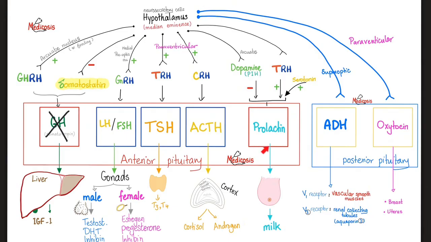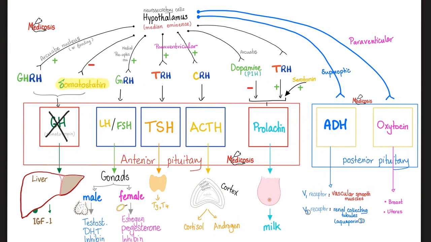For the pros, notice the red color. These red squares tell you that these cells are acidophils, which secrete growth hormone and/or prolactin. But look at this blue color. These are basophils inside the anterior pituitary that make gonadotropins, TSH and ACTH. We're done with the anterior pituitary.